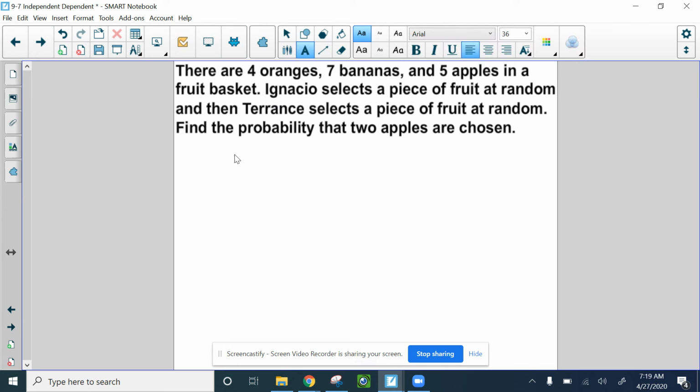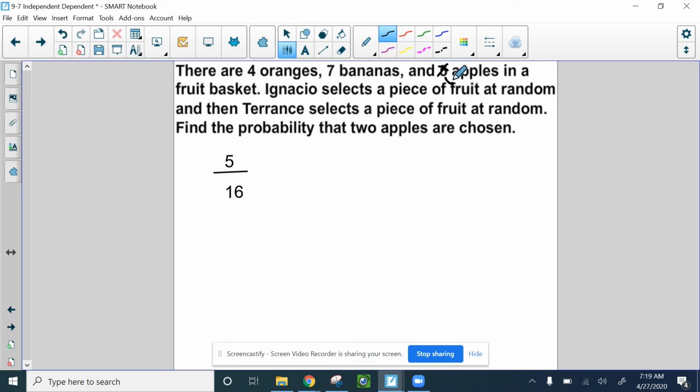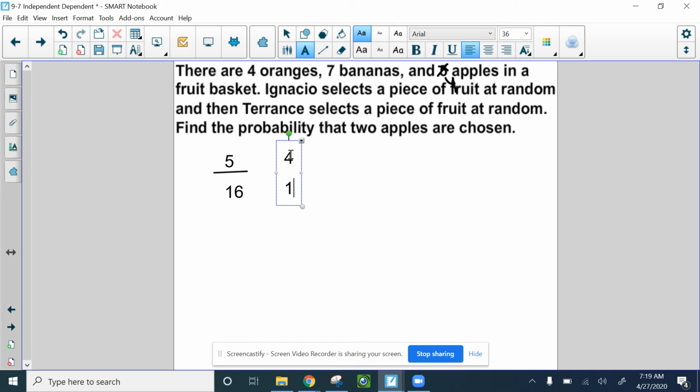So what I have here is, when we first start, there's 16 total pieces of fruit if you were to total this up. So when Ignacio goes to pick, there is a 5 out of 16 chance that he would get an apple. But once that apple has been chosen, there are no longer 5 apples. There are now 4 apples left. So when Terrence goes to pick an apple, there is only a 4 out of now 15 chance because one of those apples has been taken out, so now I only have 15 pieces of fruit left.